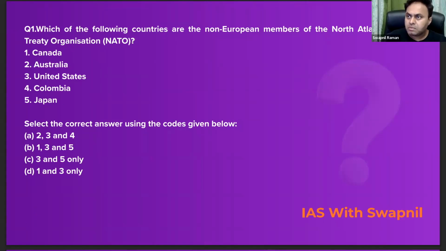Look at the first question. Which of the following countries are the non-European members of the NATO? So Canada is there, US is there, Australia, Colombia, and Japan ruled out. Select the correct answer using the code given below. Correct answer क्या होगा? D for Delhi, 1 and 3. Canada and America only. See, Australia, Japan, and Colombia are not the member of NATO.